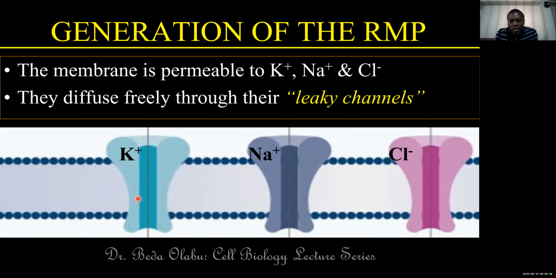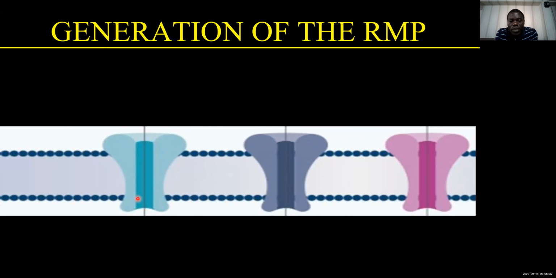The images here show you those leaky channels. The leaky channels are usually specific, as we agreed last time. So you'll have potassium leaky channels, sodium leaky channels, and chloride leaky channels. Now let's see how these molecules will be leaking.